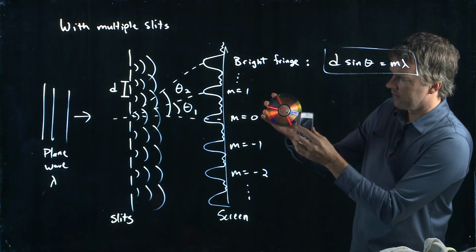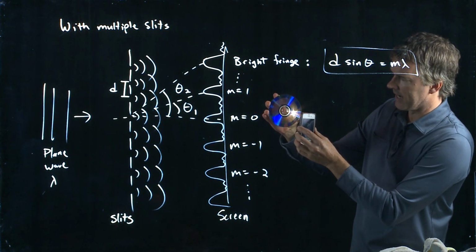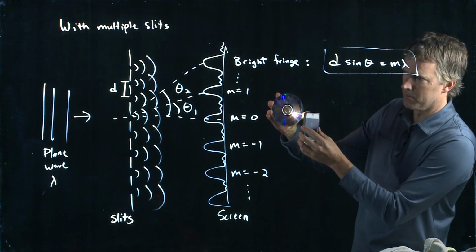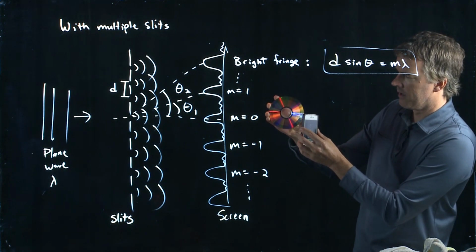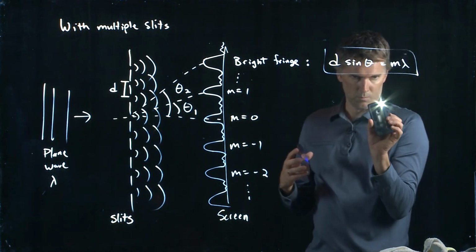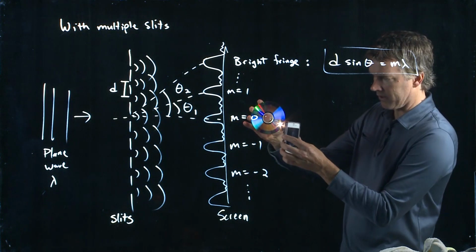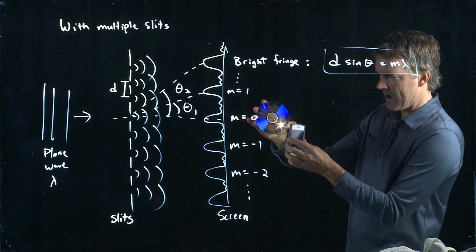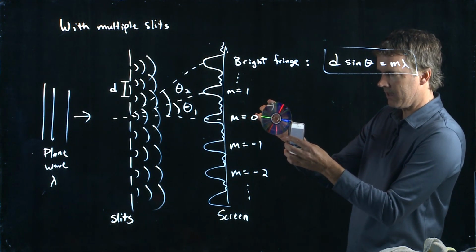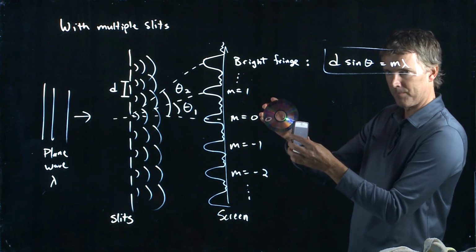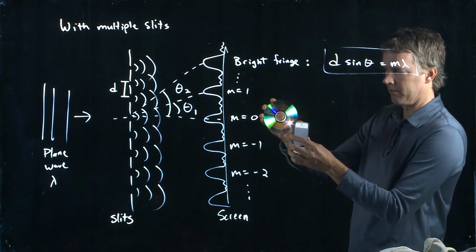Okay. All right. So some angles are going to work just fine, and I'll just move it around a little bit so everybody can see it. This is a white light LED, so it's spitting out all these different colors. And now as I rotate this CD, you should be able to see a rainbow of colors.